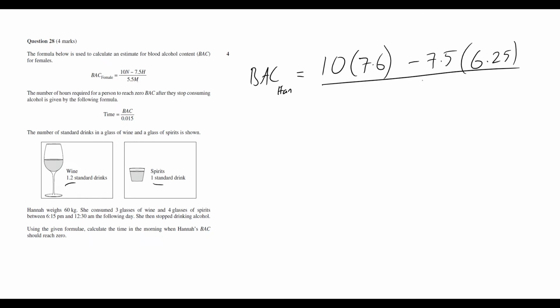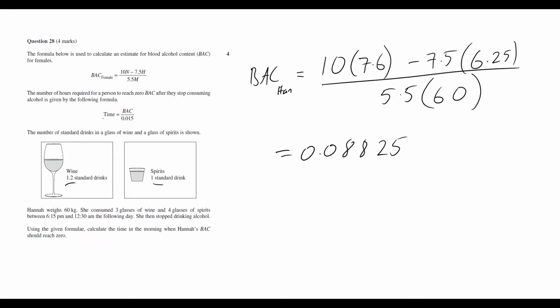Okay, and now divided by 5.5 times the mass. We know that she weighs 60 kilograms. So now we can compute that her blood alcohol content is going to be equal to about 0.08825. Okay, so that's the BAC.